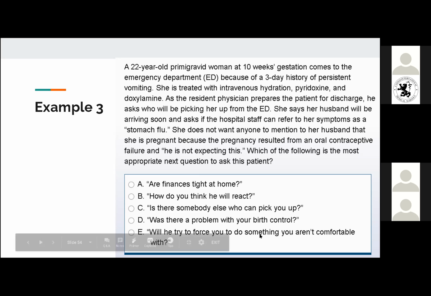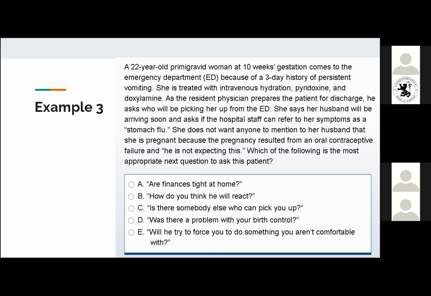Other things are, for example, will he try to force you to do something that you aren't comfortable with? This could be a question that you'll ask later on. So first you'll start with an open-ended question. And then, for example, she'll explain that she's scared or something. So that's why you need an open-ended question. And then eventually you'll ask if her husband might try to force her to do something.